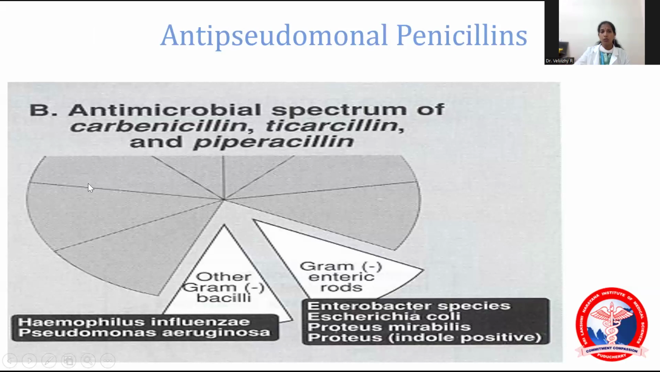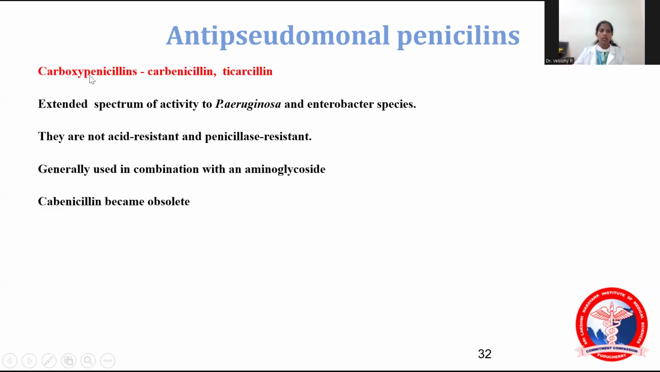In order to overcome these limitations, we have anti-pseudomonal penicillins. The other two groups, carboxypenicillin and ureidopenicillin, are effective against Pseudomonas infection also. That is why these are called anti-pseudomonal penicillins. In this group of drugs, carboxypenicillin, we have carbenicillin and ticarcillin. Carbenicillin has become obsolete, so we have only ticarcillin in this group, and it has an extended spectrum apart from gram positive, gram negative, also active against Pseudomonas aeruginosa, and these are not acid resistant. So we have only parenteral preparations, and again, they are penicillinase sensitive.